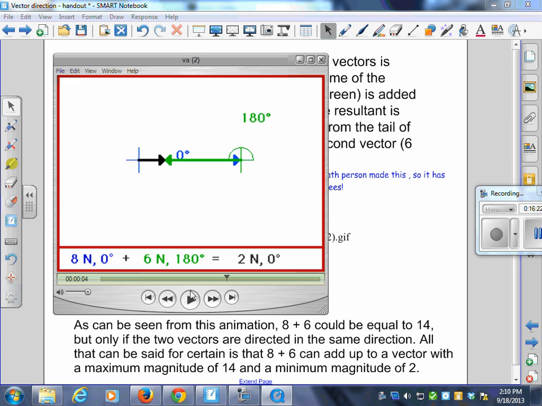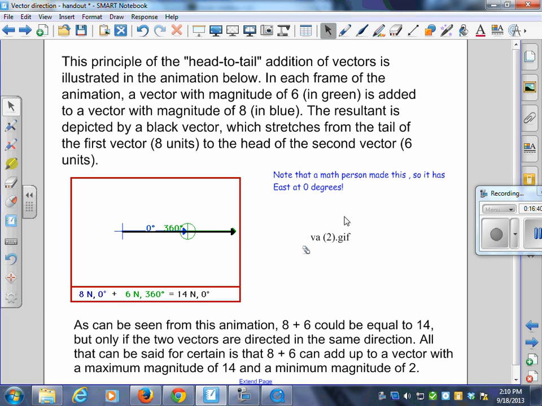Now, one thing that you might notice is, let's look at the direction here. Let's go all the way to the end here. Which way is the resultant? And what does it show for direction here? 0. Note that a math person made this. East is at 0 degrees. When you get into probably grade 12, does anybody know the unit circle yet? The mathematicians like to do this. They start at 0 over here at east.